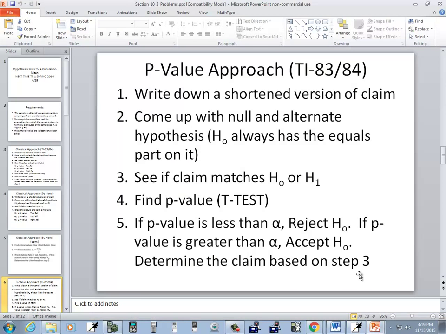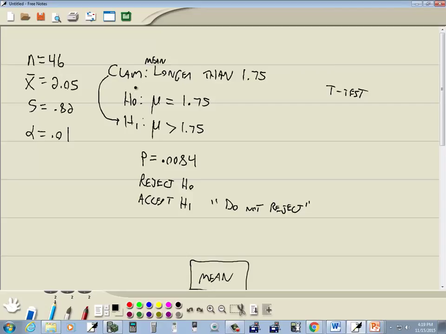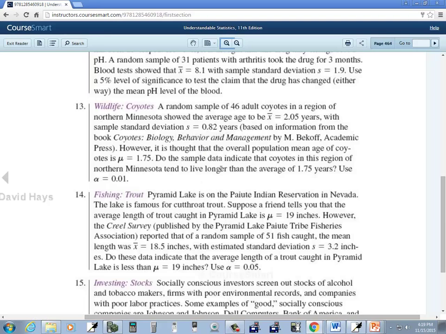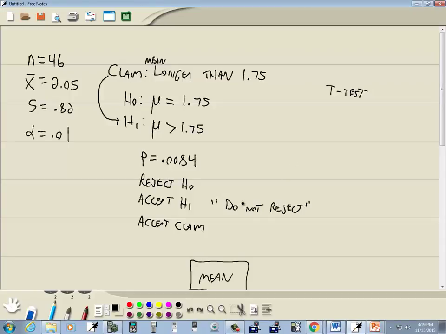Determine a claim based on step three. Well, we said the claim matches H1, so whatever we say about H1 is what we're going to say about our claim. We accepted H1, so we'll accept our claim. Again, that's a pretty strong word, accept. It means that we accept that coyotes tend to live longer. That's different than saying we do not reject it. Do not reject means we just can't reject it, but we're not saying we're 100% accepting it either.